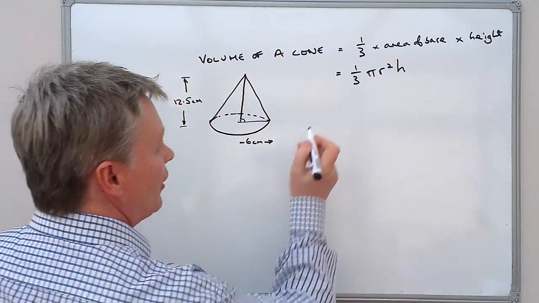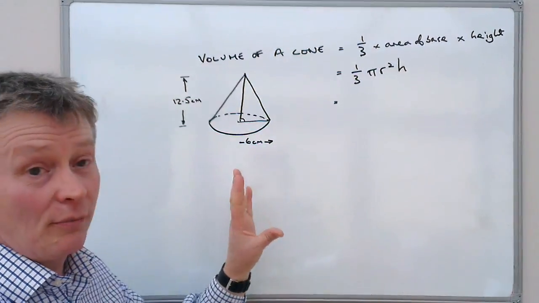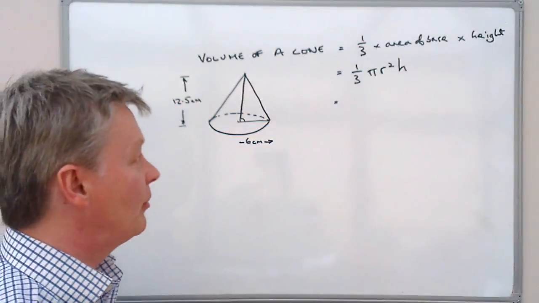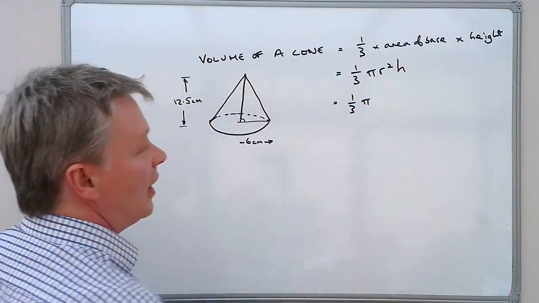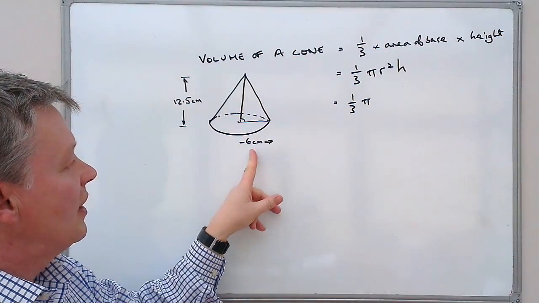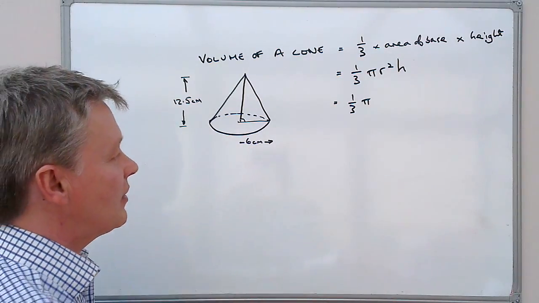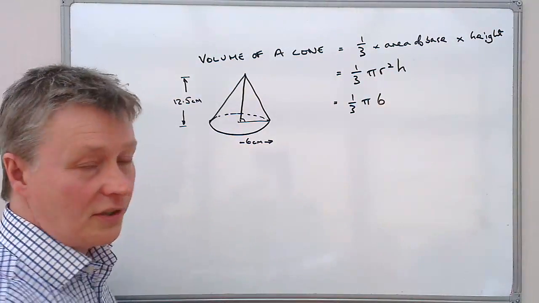Okay. So the first thing I'm going to do is look at the formula and put my numbers into it. So the first one is 1/3 pi, and then r squared is the radius, 6 centimetres, so it's 6 centimetres squared.